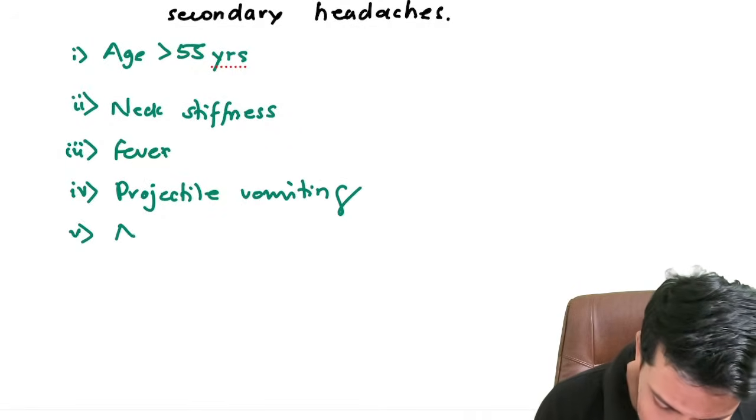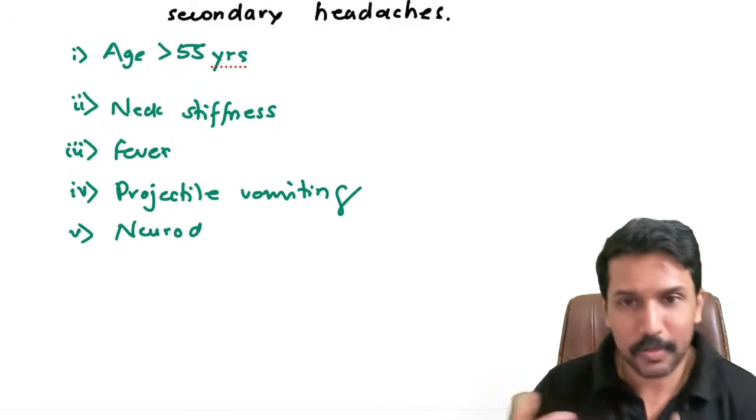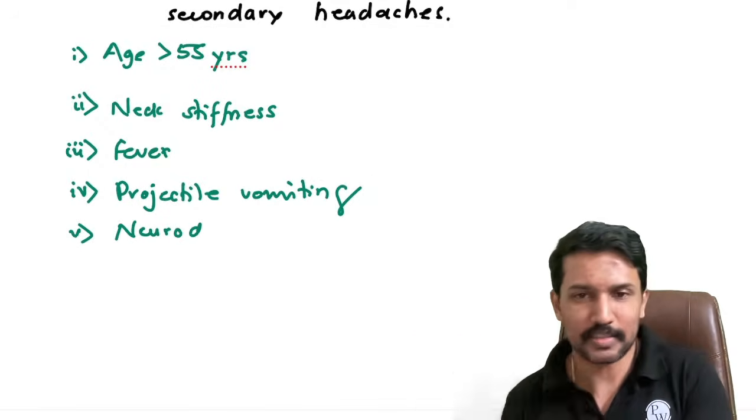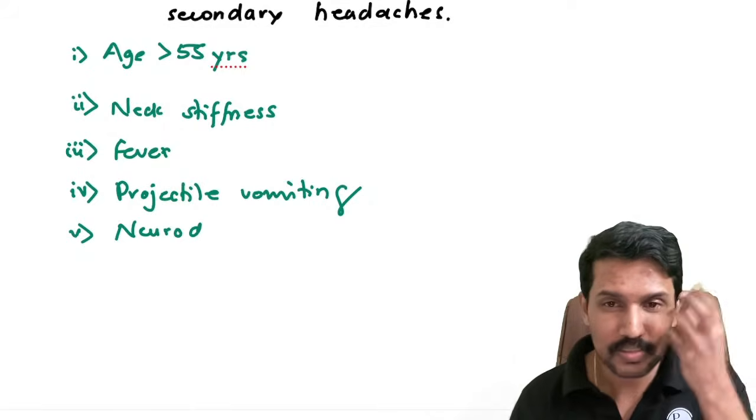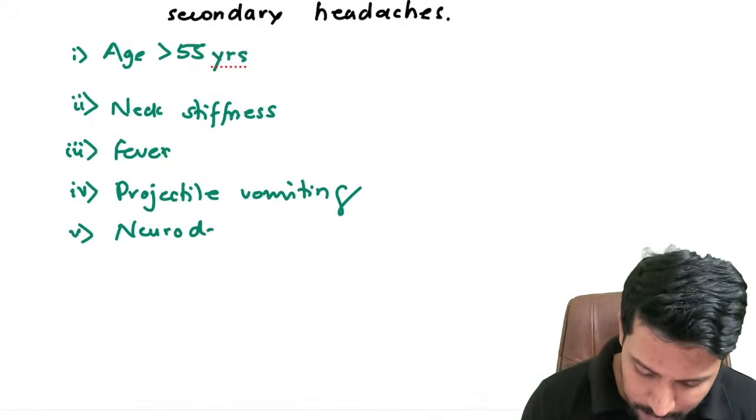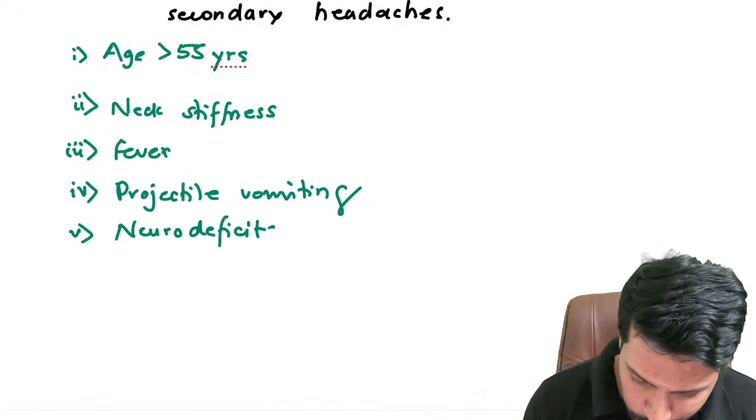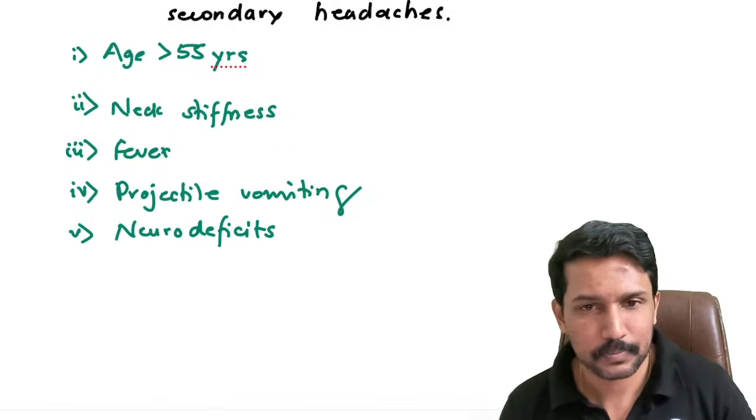Fifth one, presence of neurological deficits. One of the body parts is not working: the right hand is not able to be raised, the right side of the body is not able to move, one side eyeball is not able to move. We will call them neuro deficits. Presence of neuro deficits is a red flag sign.